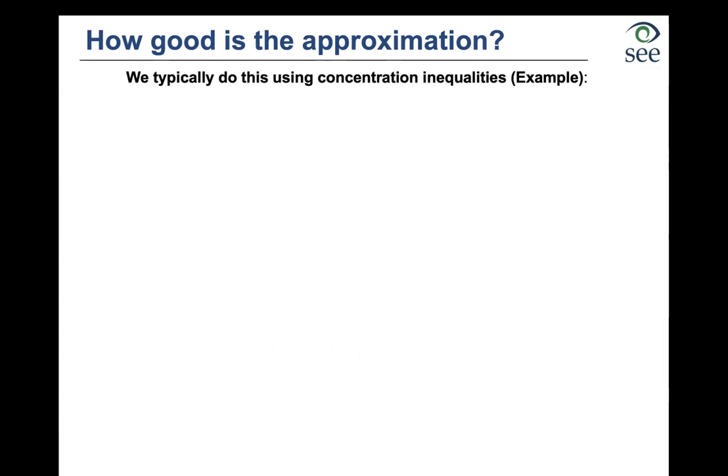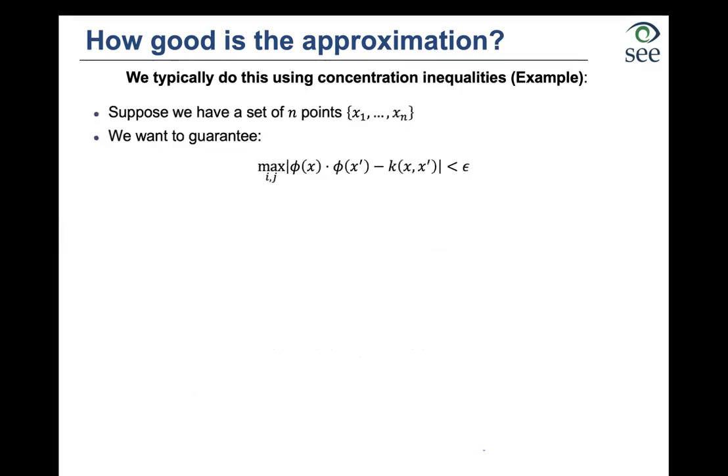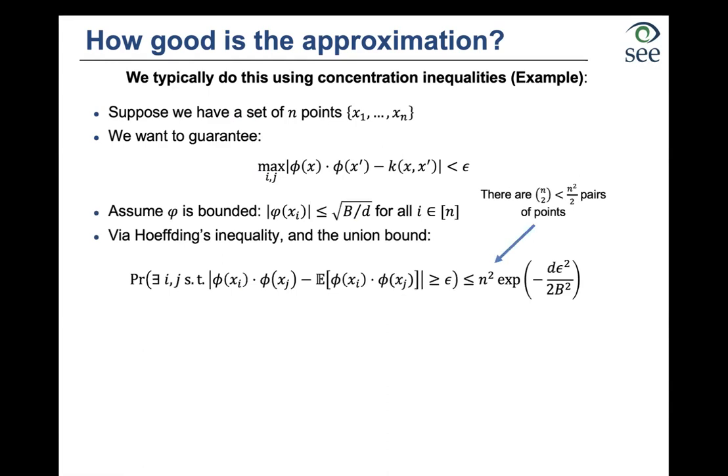The way these arguments typically work is by using concentration inequalities. So I'll walk through a short example of one here. Let's say that we have a set of n points, and if we like, we can assume that they're points in Euclidean space. What we want to guarantee is that the dot products between embeddings of these points approximate the kernel to within an additive error of epsilon. So it's saying like this x, x prime should be x_i, x_j. What we're saying is that over all possible pairs of points from our set of inputs, we'd like the maximum possible error in approximation of the underlying similarity function to be at most epsilon.